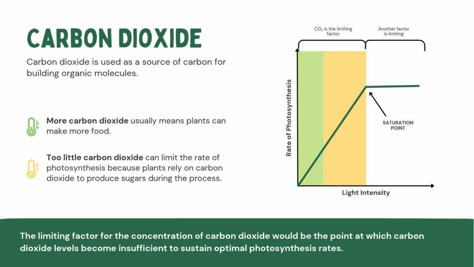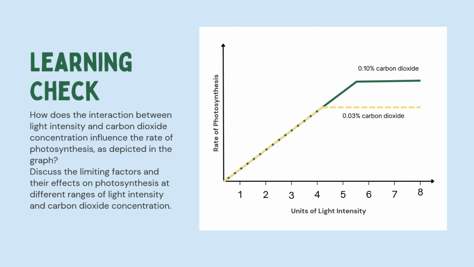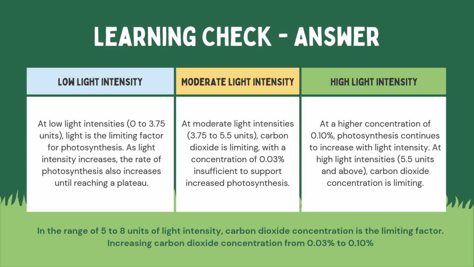Too little carbon dioxide can limit the rate of photosynthesis because plants rely on carbon dioxide to produce sugars during the process. How does the interaction between light intensity and carbon dioxide concentration influence the rate of photosynthesis, as depicted in the graph? Discuss the limiting factors and their effects on photosynthesis at different ranges of light intensity and carbon dioxide concentration. At low light intensities, 0 to 3.75 units, light is the limiting factor for photosynthesis.